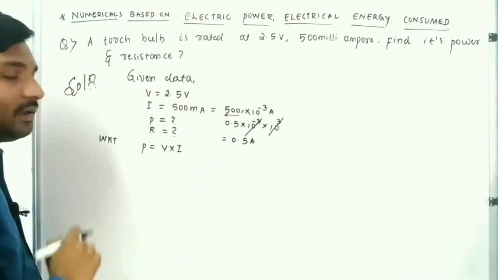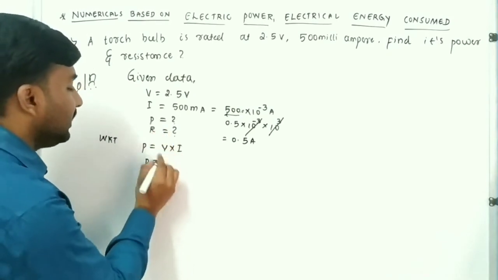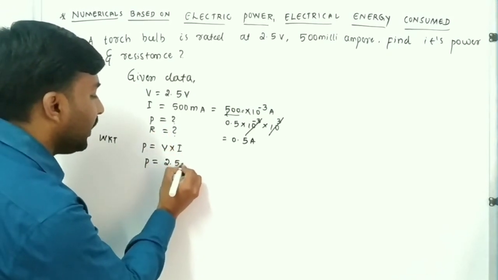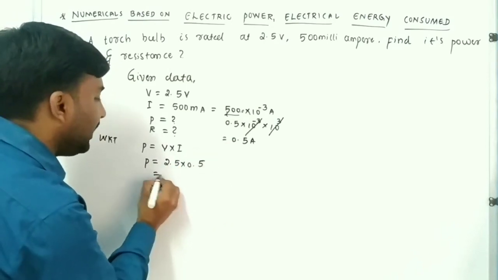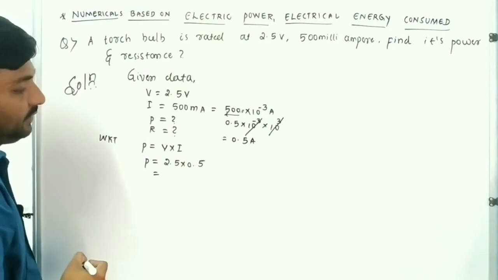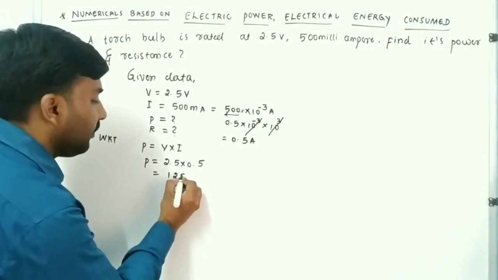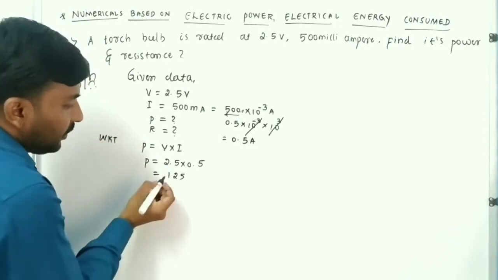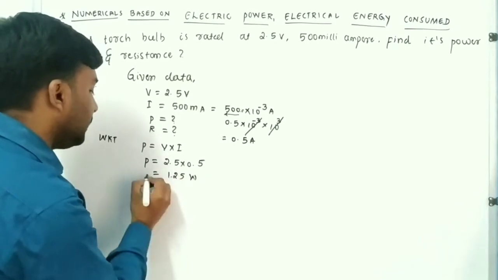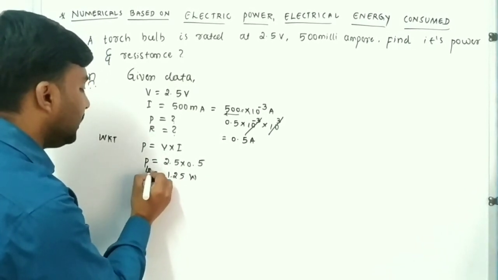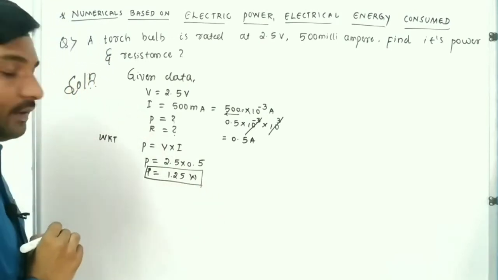Now you can easily simplify this. Therefore P is equal to V, which is 2.5, into I, which is 0.5. Now multiply these two numbers. It is 125. So after 2 digits we have the point. So it is 1.25 watt. So the power is 1.25 watt, right?